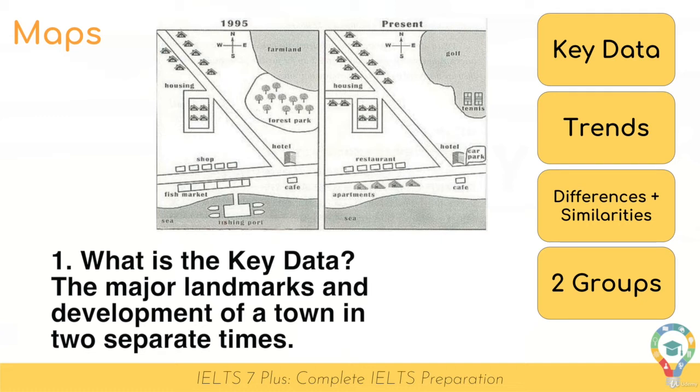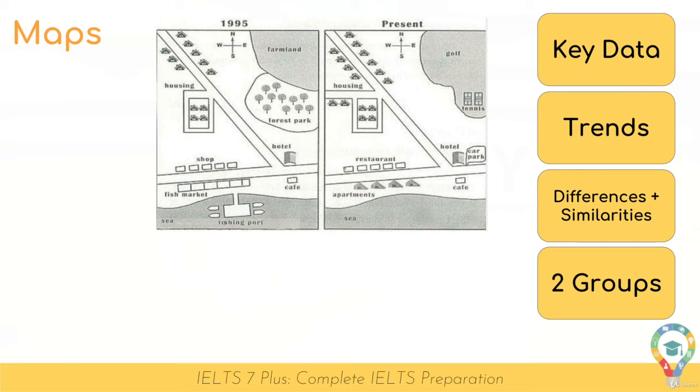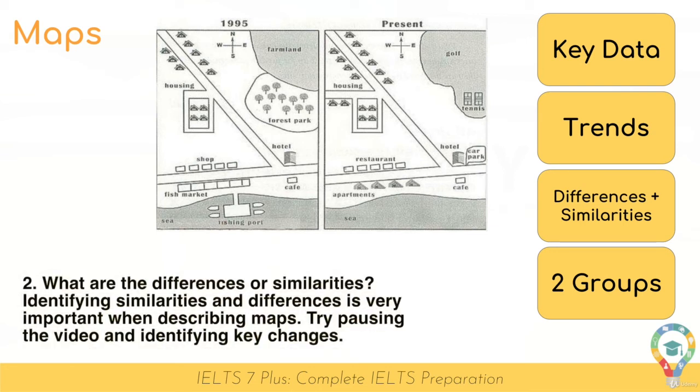Now, for maps, there aren't any trends for you to describe, so you can dismiss this question, but you must concentrate on differences and similarities. So what are the differences and similarities in these 2 maps? The first thing I notice is that the farmland and the forest park has been developed into a golf course and tennis courts. I can also see that housing has increased as the town has gotten bigger.